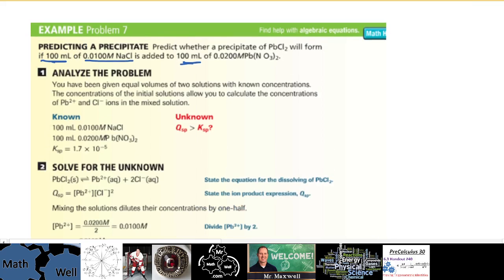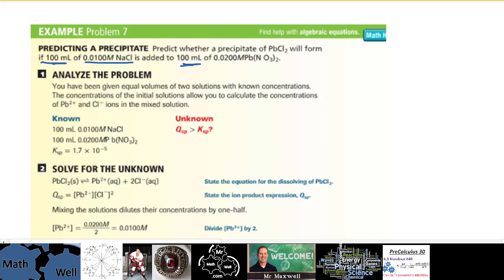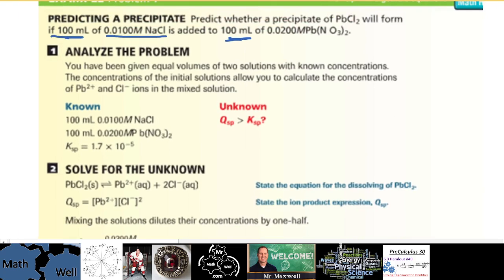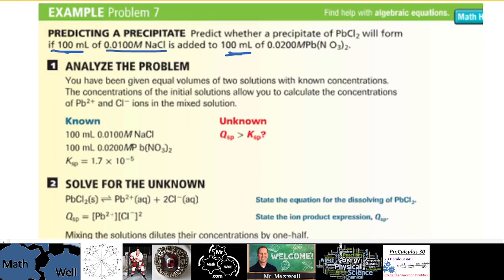So example 7 in your textbook, this is where the rubber meets the road, as an old saying goes. This is where we actually have to put into practice what we've been learning.